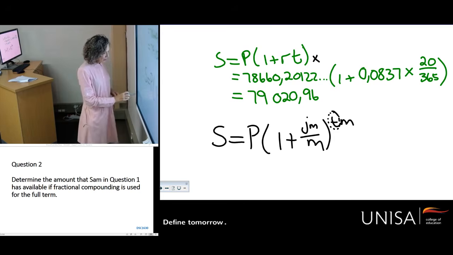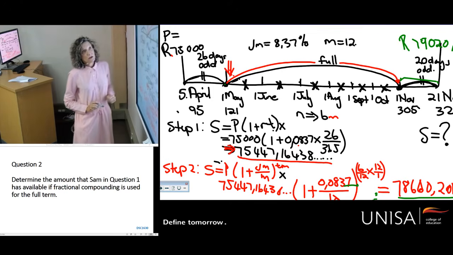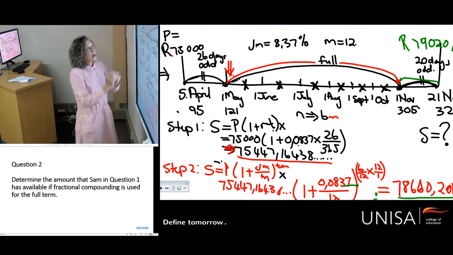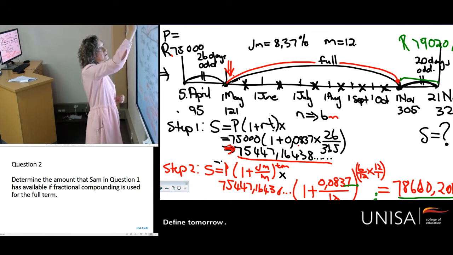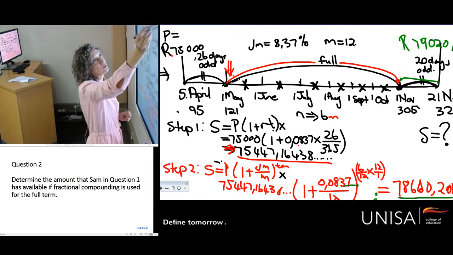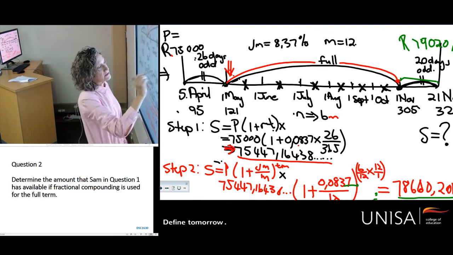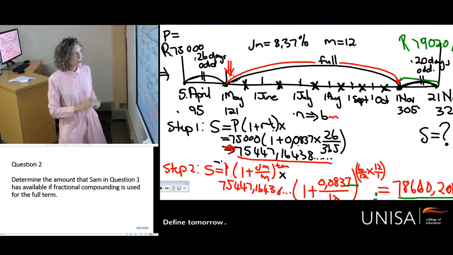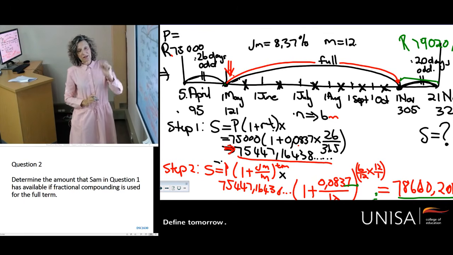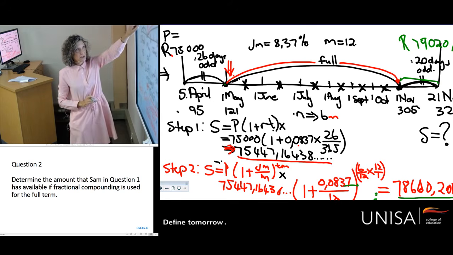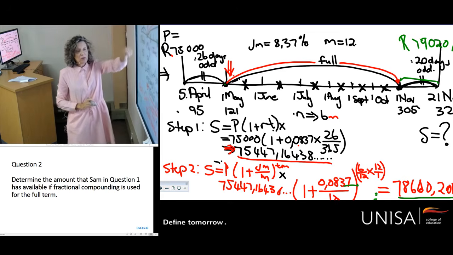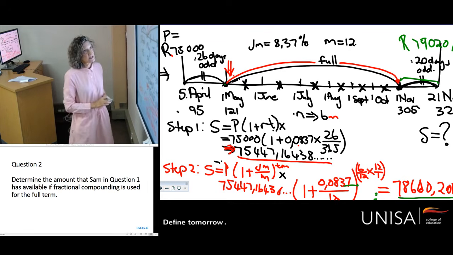So if we go back to our picture over here, we had the 26 days, right? We had the full period of 6 months, and here we had the 20 days, right? So that we now need to put as a fraction. Now, firstly, the 26 days as a fraction of a year becomes 26 over 365, right?